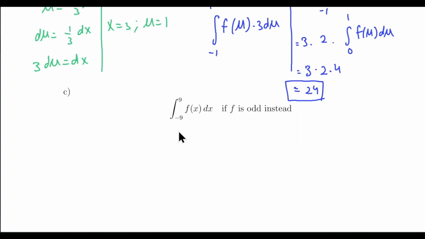And finally, negative 9 to 9 of f(x) dx, f is odd. Big 0. The answer is big 0 because negative 9 to 9, that's just a formula: if negative a to a of f(x) dx, if f is odd, the answer is 0.